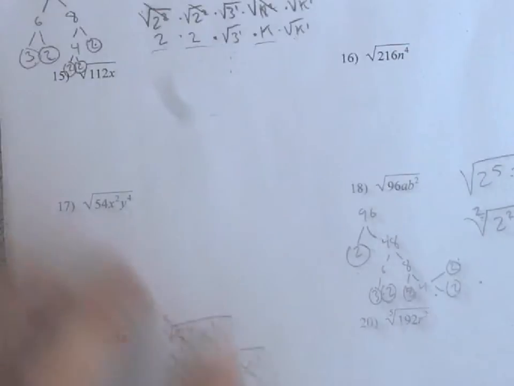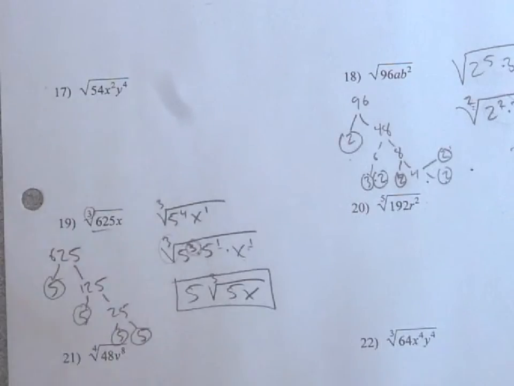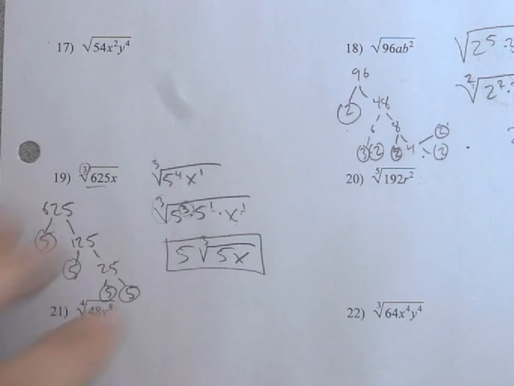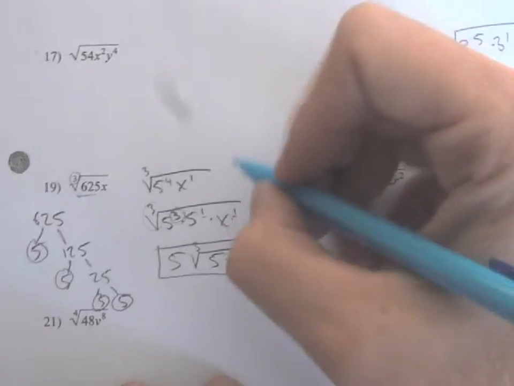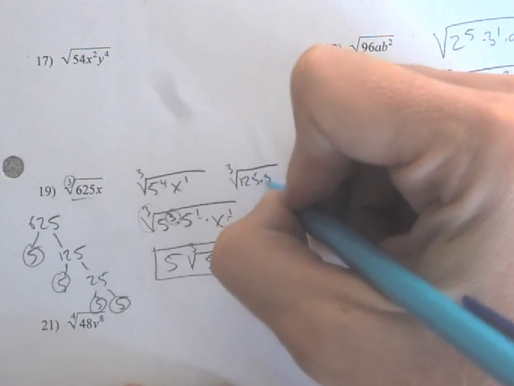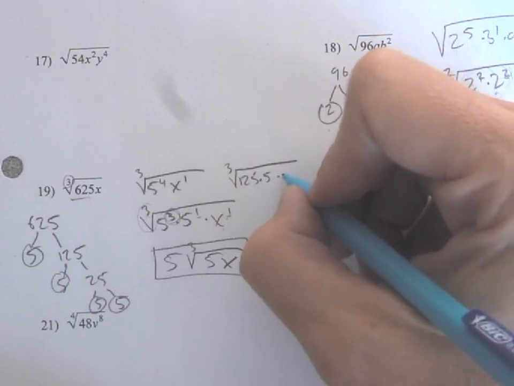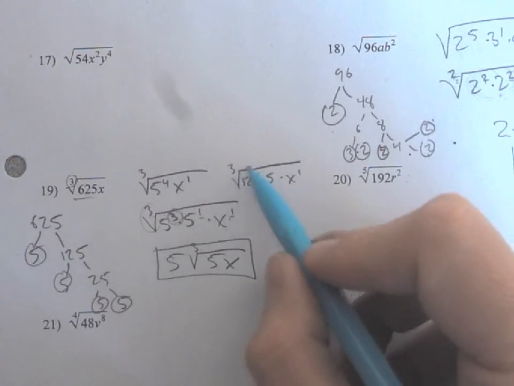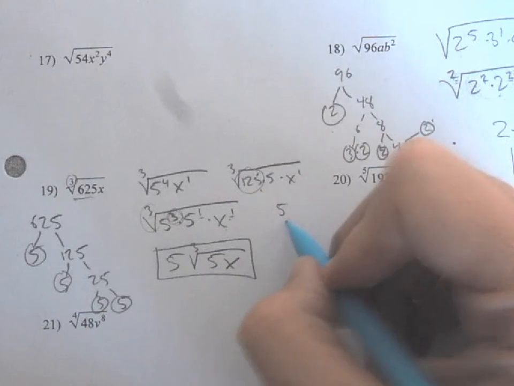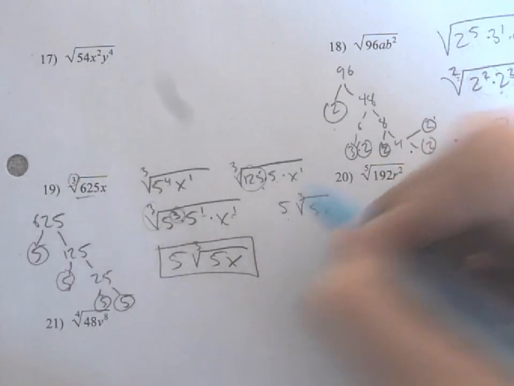Now in the directions here, just to clarify, it says show how you are factoring the radicand. So if you were to get to right here, that shows me the factoring. You don't have to do the tree necessarily. Another way you could have done it is say this is the third root of 125 times 5 if you knew that 125 was 5 to the 3rd power. And then you could just say, okay, the third root of 125 is 5. But then I still have a 5 and an x stuck in there. So either way, you're good.